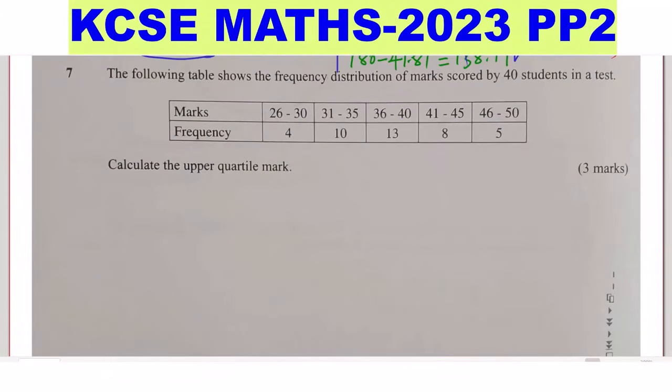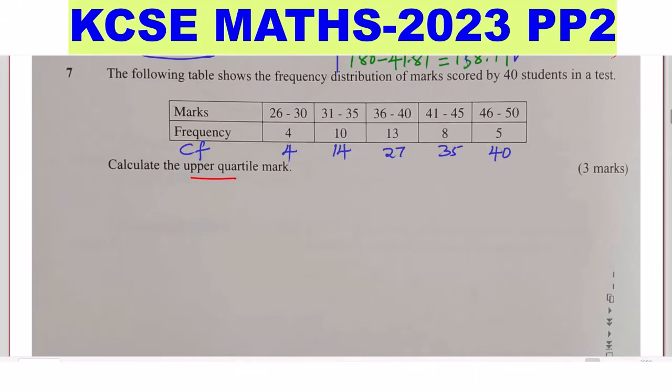Question 7. The following table shows the frequency distribution of marks scored by 40 students in a test. Calculate the upper quartile mark. The first thing will be to get the position of the upper quartile, and to do that we require the cumulative frequency. So let us have the cumulative frequency. The first one is 4, so 4 plus 10 is 14, 14 plus 13 is 27, 27 plus 8 is 35, 35 plus 5 you get 40.